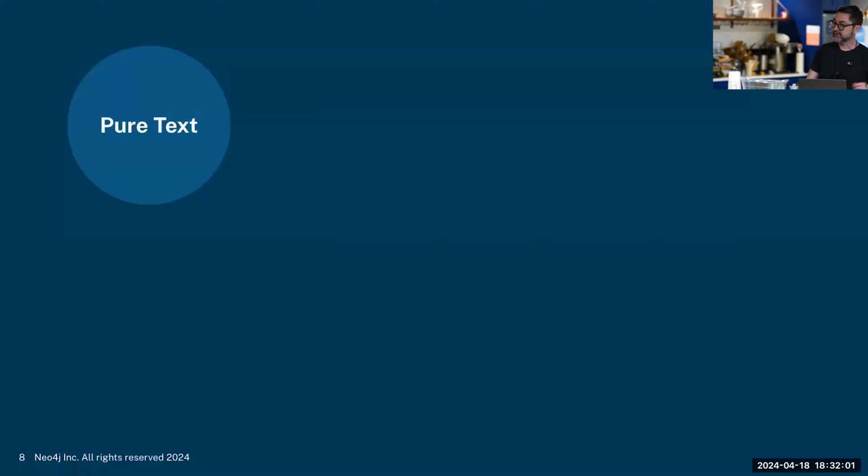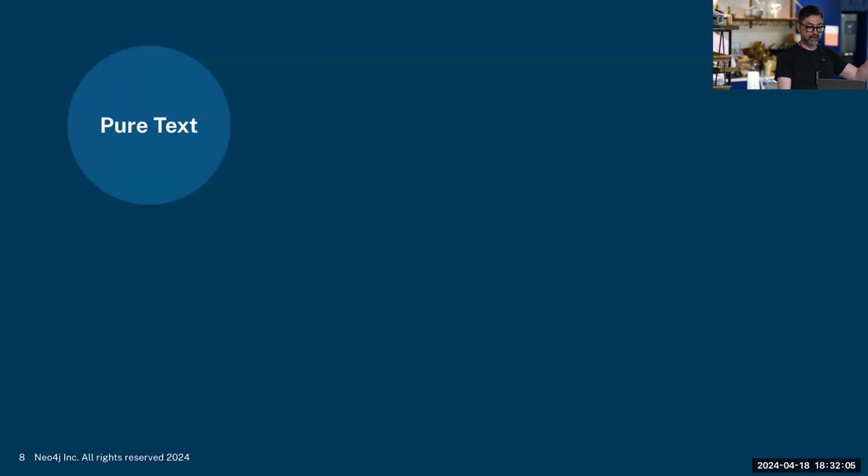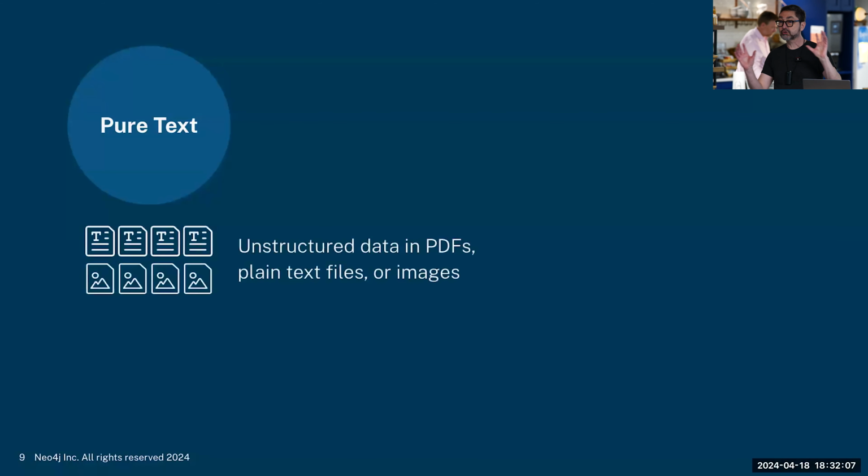There are these three sources I talk about, and you've heard these terms before. I call it pure text. More generally, this is unstructured data, where you're talking to your PDF. Okay, great.